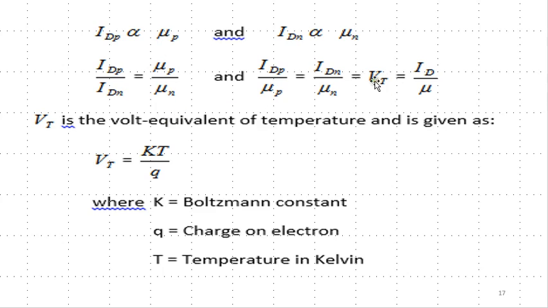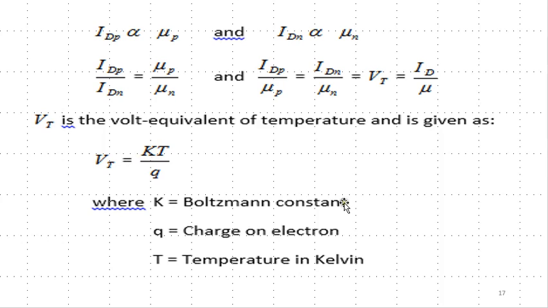And we have a voltage, we call it the volt equivalent of temperature, and it is equal to ID, that is the diffusion current, over the mobility. This mobility can be that of the electron and it can be that of the hole. Now the value of this volt equivalent of temperature is given by VT = kT/q, where this k is a constant.